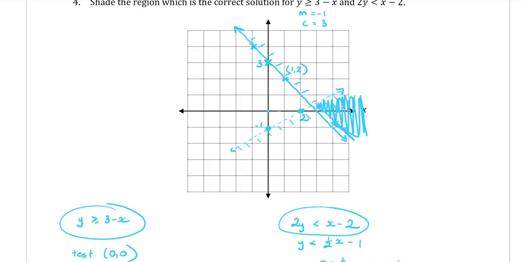So that part there, coming out the side, that's the bit that would solve both of those region statements. What that means is if I pick a point anywhere in that section, so if I pick the point 5, 0 here, and substitute the point 5, 0 into both of those equations, then I would get a true statement out of that, which means it works for both of the equations.